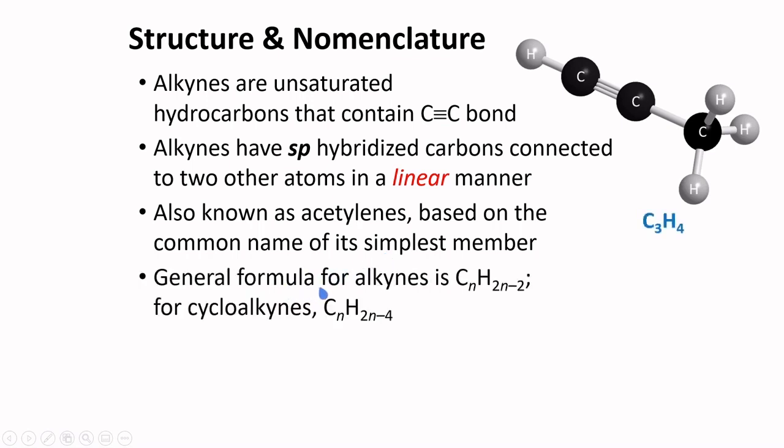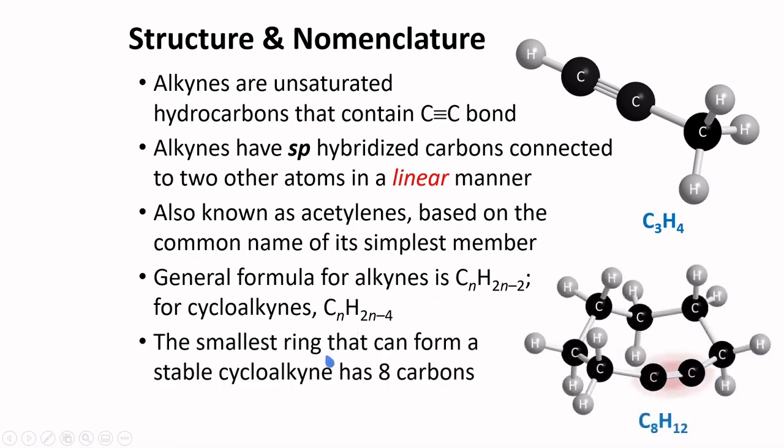The general formula for alkynes is CnH2n-2. This compound has 3 carbons, and so the molecular formula is C3H4. For cycloalkynes, the general formula is CnH2n-4. The smallest ring that can form a stable cycloalkyne has 8 carbons. Its molecular formula is C8H12.